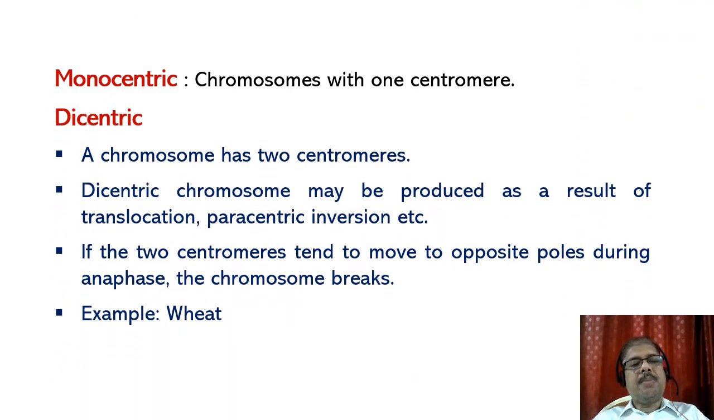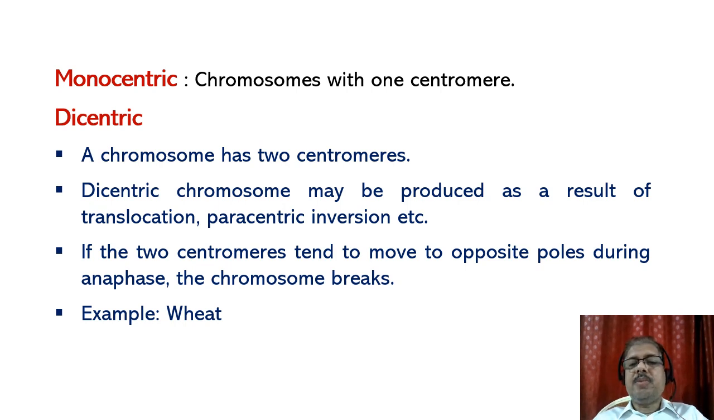Now the second type is monocentric. Here chromosomes have only one centromere. And the third type is dicentric. That is, a chromosome has two centromeres. Dicentric chromosome may be produced as a result of translocation, paracentric inversion, etc.